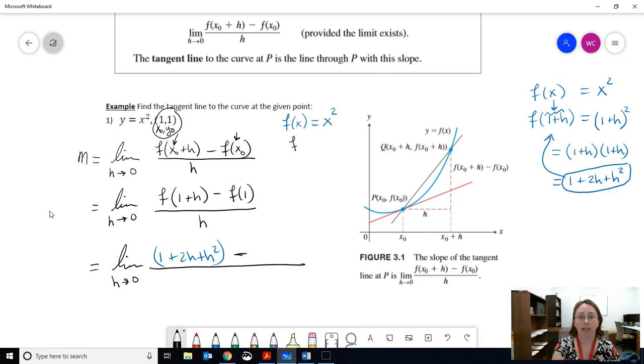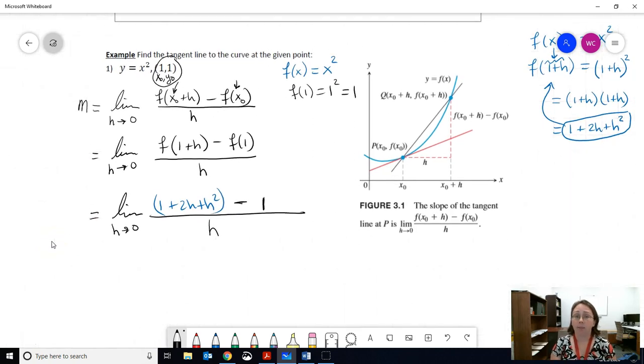Well, what's f of 1? We can calculate that. Just plug 1 in for x, square it, and you get 1. So f of 1 is 1. h on the bottom is still h until we take the limit. Now, you can try and take the limit. Again, if it's not going to work, you can get 0 over 0. So we need to simplify. So keep your limit notation because you're not ready to take it yet.